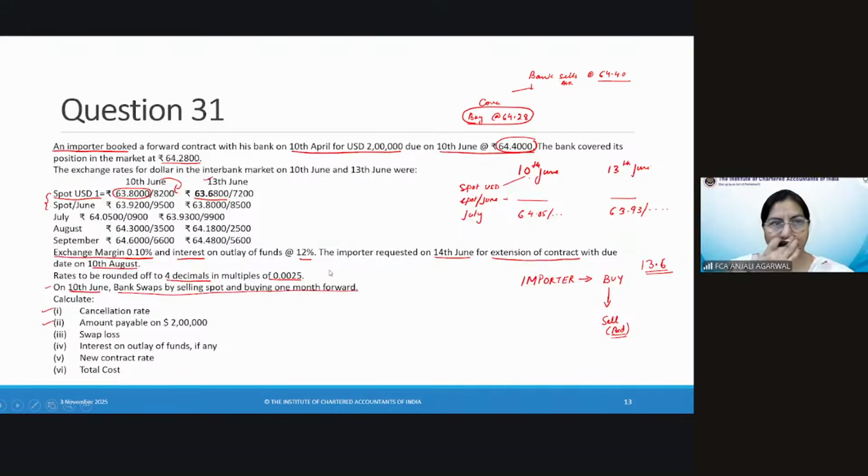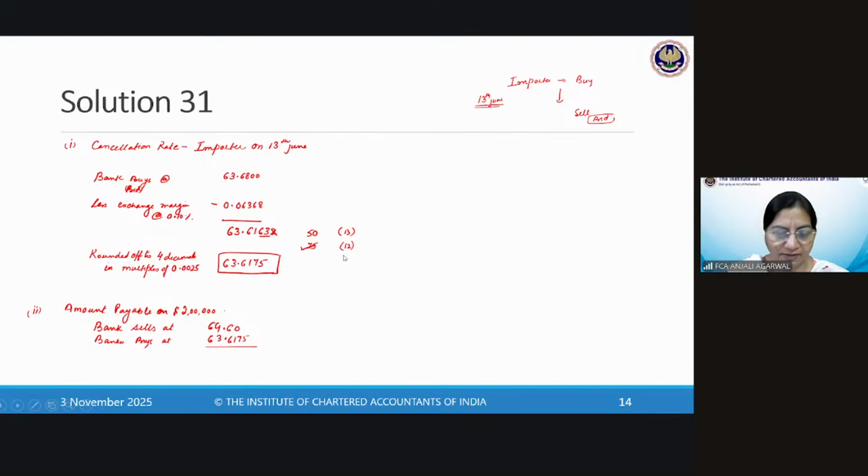Right? Importer wanted to have the money. So bank is selling the money to the importer at 64.40. But now because he is cancelling, bank is buying it back from the customer at 63 point something. Technically 63.68 minus 0.10% margin rounded off. So the gain to the bank: 64.40 is more than 63.6175.